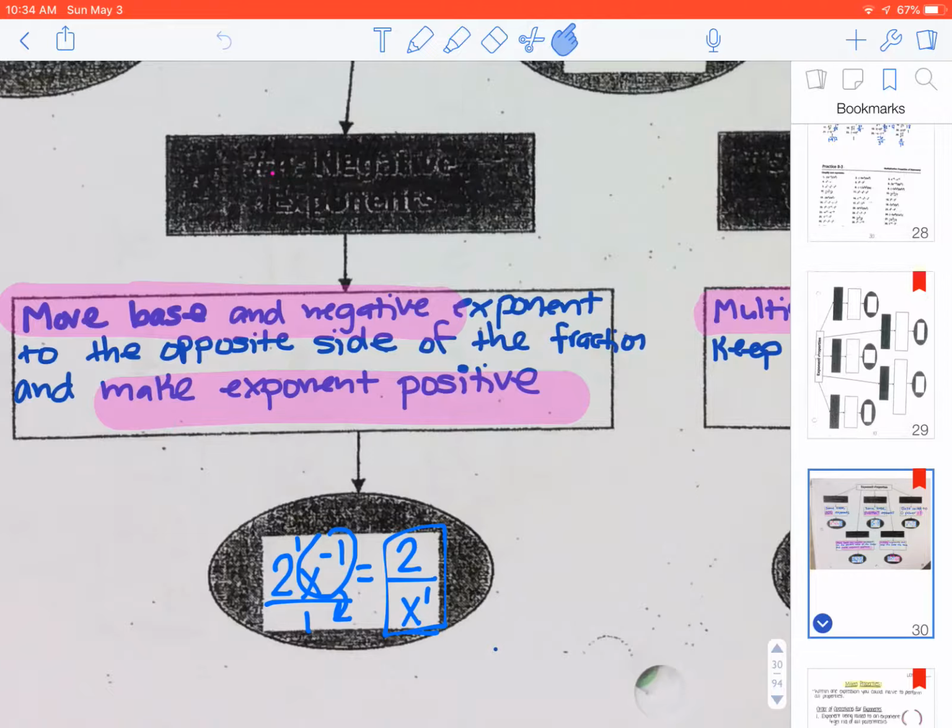The example that I have down here is 2x to the negative first. Be careful because some of your homework assignments that we were grading, I was still noticing that you were moving that coefficient. Remember that 2 is raised to the positive first power. So you're keeping that 2 where it is. You're moving the x to the negative first to the opposite side to make it positive. So you'd have 2 over x to the first. So this is definitely one of the properties that I see a lot of mistakes with, so just be careful there.